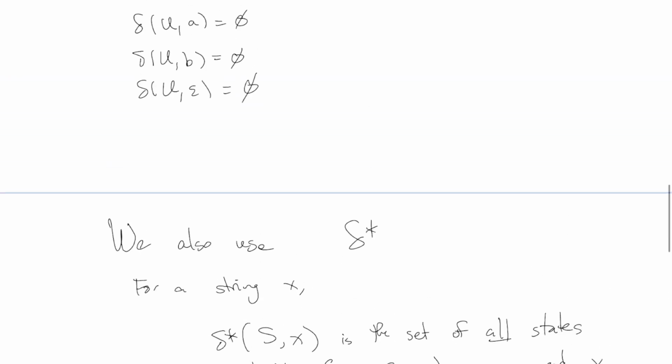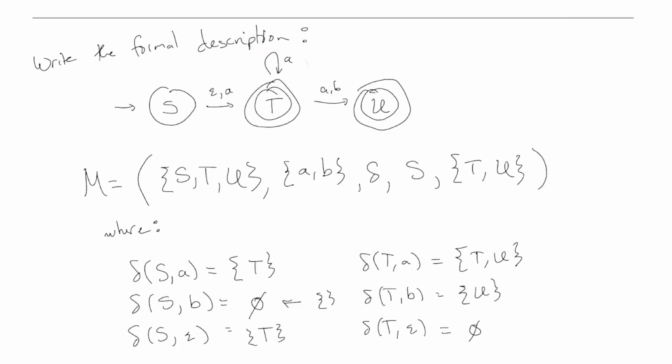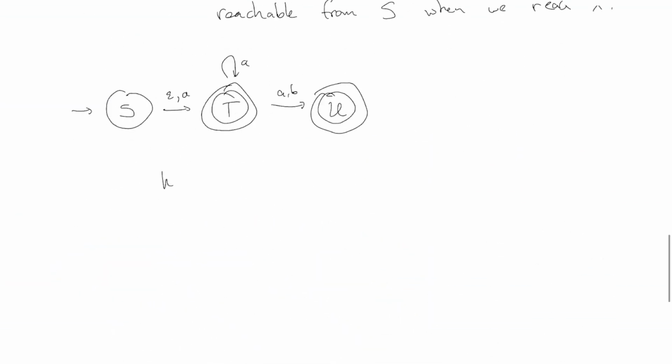So, for example, with this same one again, I'm going to just say some particular values of this delta star. Here, delta star of S and AAB. That means if you start in state S and you read AAB, where can you end up? What do you think? Yeah, U. I agree. What she means is the set containing U, right? It should be a set. Now, in this case, it happens that U is the only place you could end up. But technically speaking, this ought to be written as the set containing U.